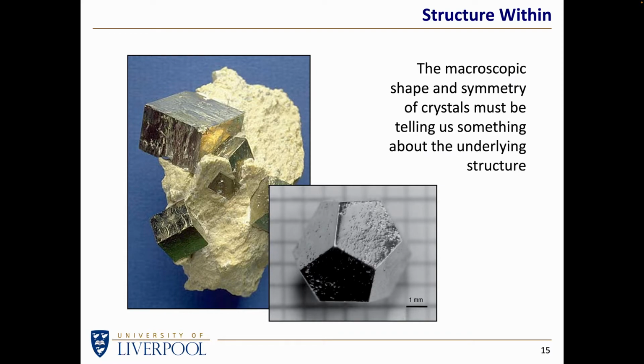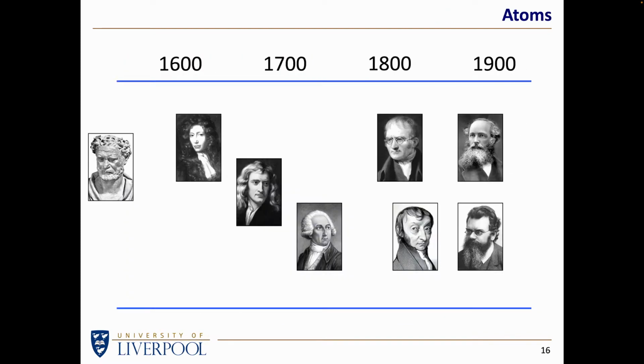So all in all, the macroscopic shape of materials, and in particular these sorts of crystals, must be telling us something about the underlying structure. And that's why a number of scientists across quite a few centuries started the task of, well, this is giving us clues, let's start digging and find out what the world is made of. Most of the progress was made over this time from 1600 to 1900.